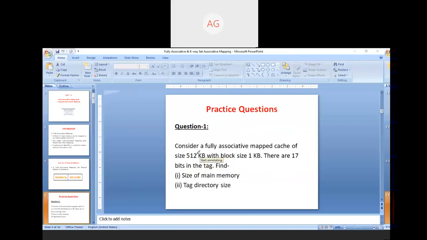This is the question given to you. Consider a fully associative mapped cache. Here you need to notice the words fully associative mapped cache of size 512 KB, block size 1 KB, and there are 17 bits in the tag. Find the size of main memory and the tag directory size. Moving to the next slide, let us see how we can solve this question.